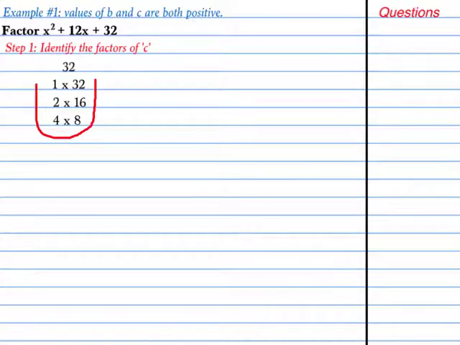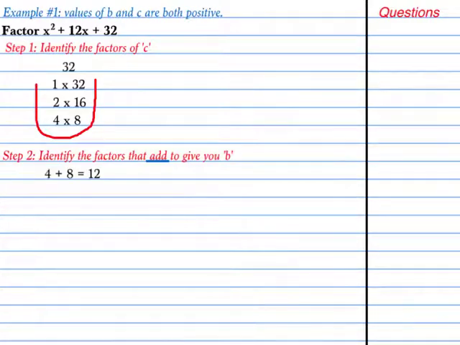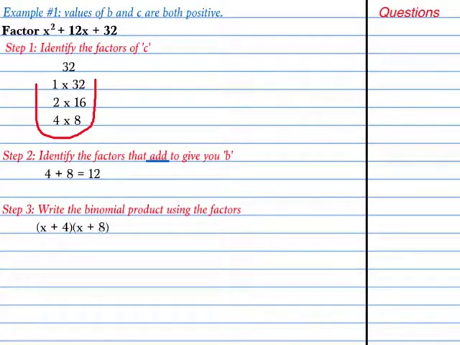Now all of these factors multiply to give me 32, but I need the factors that will add to give me 12. So what I'm looking for are two factors that when multiplied give me 32 and add to give me b, or 12. And that's going to be 4 plus 8. So 4 times 8 equals 32, 4 plus 8 equals 12. Now I can take these two factors of 4 and 8 and I can write them as a binomial product. I'm going to take 4 and I'll write it as x plus 4. And then I take 8 and I write it as x plus 8.